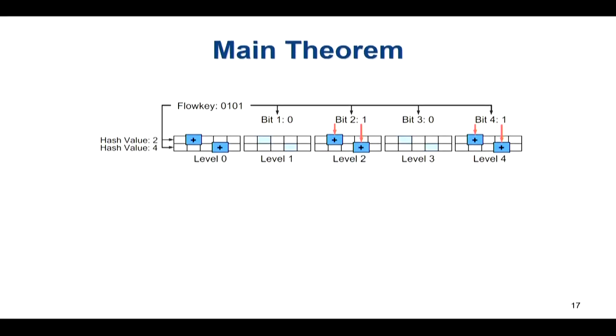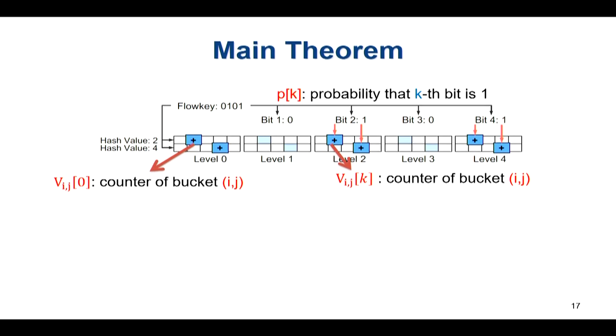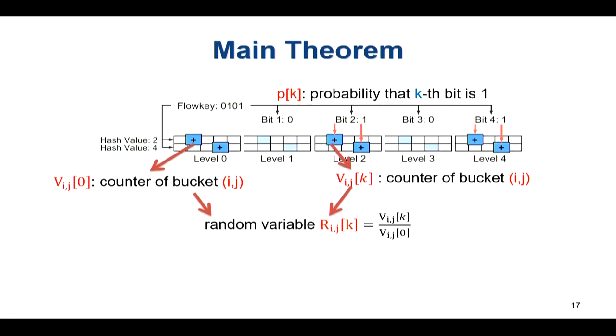For the first factor, we introduce a probability to quantify the likelihood that the kth bit in the flow key is 1. And for the second factor, the sketch counters already reflect the hash collision. And in this work, we introduce a random variable, which is the ratio of counter values in level k to the counter values in level 0.